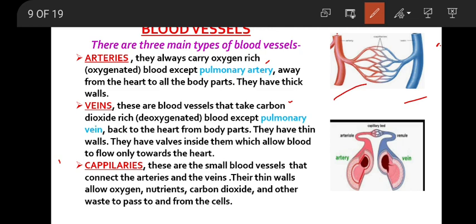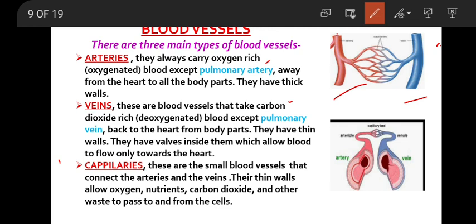What are capillaries? Capillaries are those blood vessels which are very thin, very small, and they connect the arteries and veins. You can see capillaries, very minute blood vessels, even inside your eyes. If you look in the mirror, you can see some very thin, fine, red colored thread-like structures. They are called capillaries. Their walls are very thin, so they allow oxygen, nutrients, carbon dioxide and other waste to pass to and from the cells.